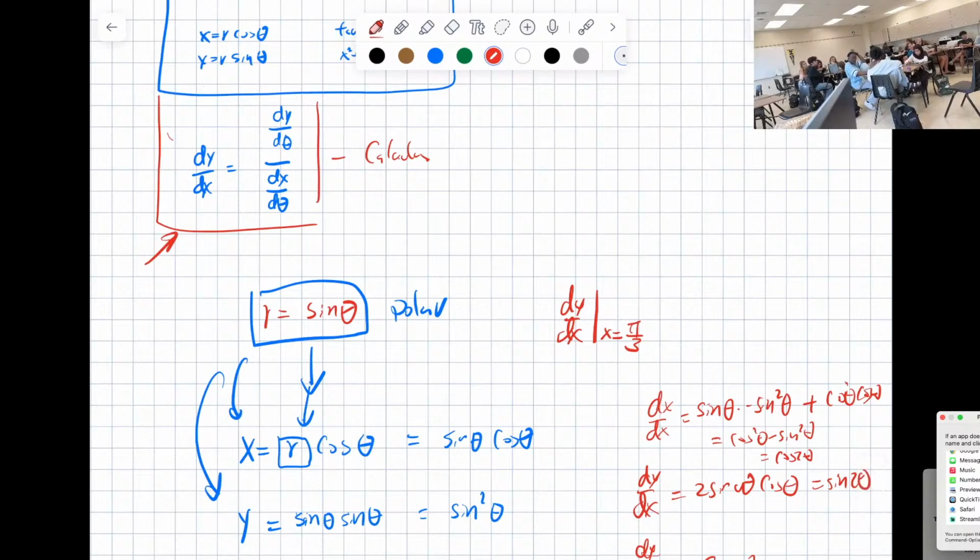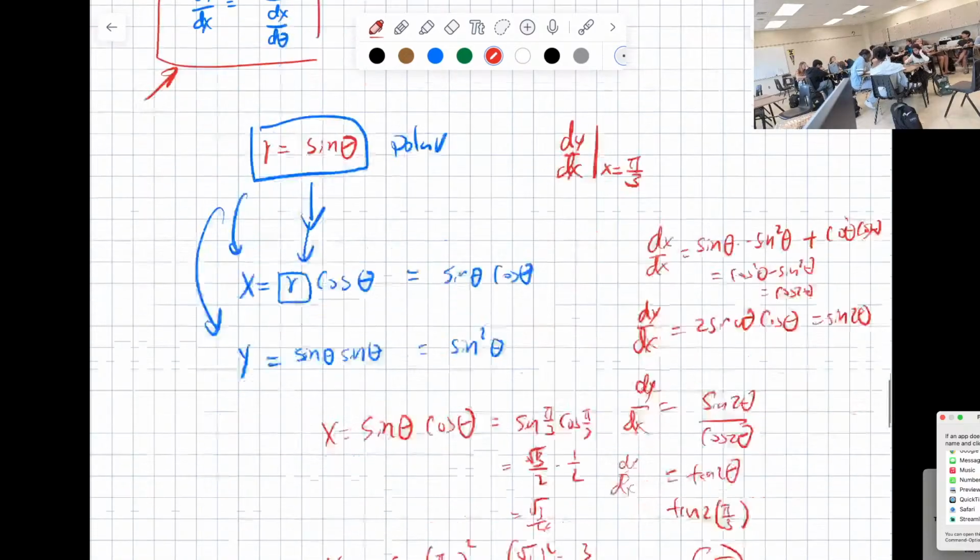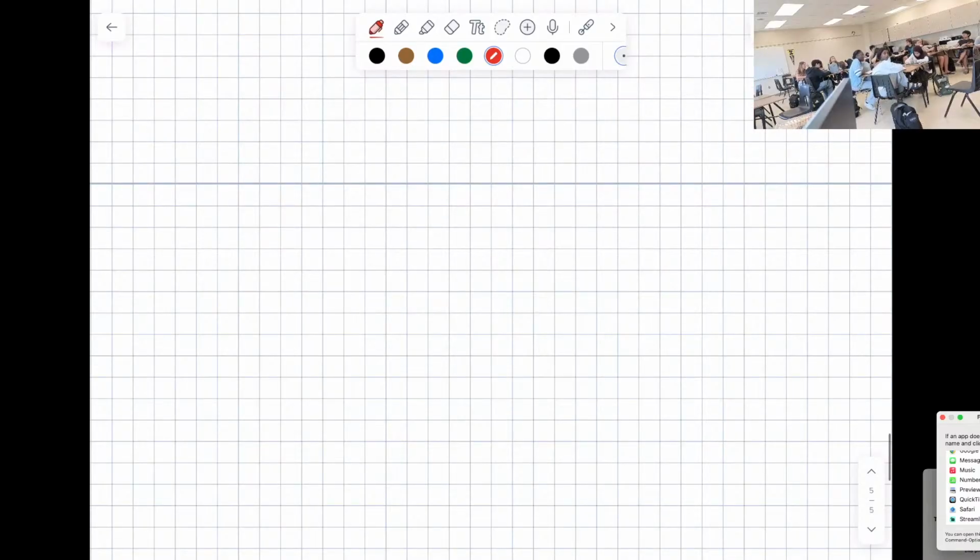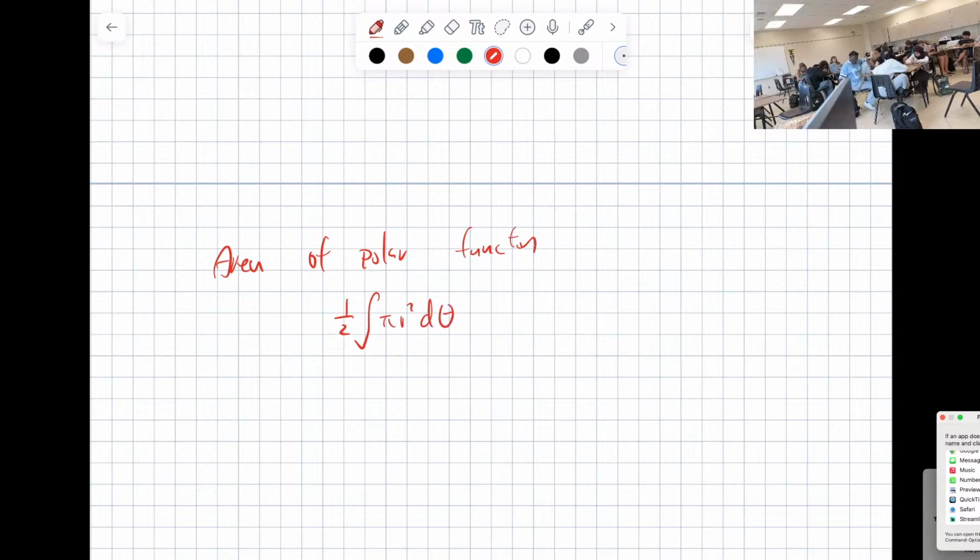Yes. Okay, next thing is how do I find the area? Area of a polar function is integration of 1/2 pi r squared d theta between alpha and beta. Why is it alpha and beta? The reason being is that alpha and beta are in terms of radians, not in terms of x coordinates.